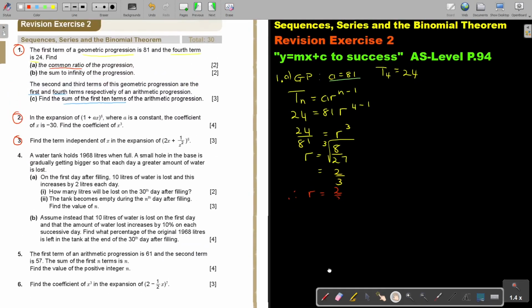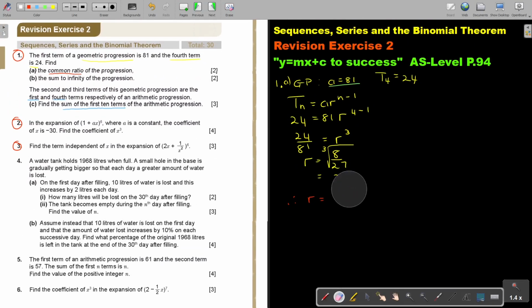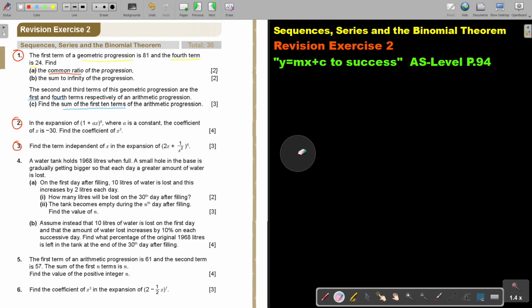I just want to get the line away. Okay, here it is. Let's start with number 2. Number 2. In the expansion there, where a is a constant, the coefficient of x is -30. Find the coefficient of x to the power of 3. Now, in this case, I can say, oh, it's the binomial theorem.